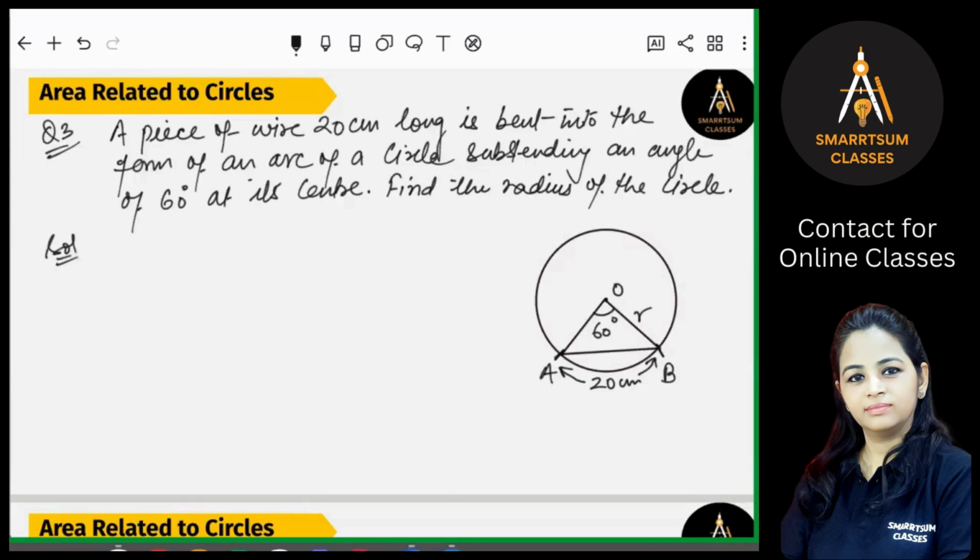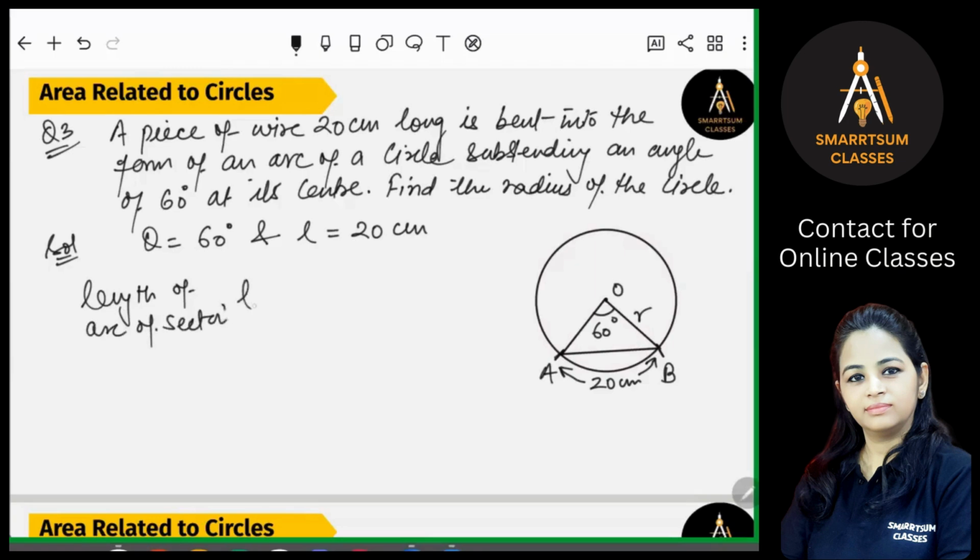Okay. So theta is 60 degrees. This is given, and the length of the arc is 20 centimeters, right? So as we know, the length of the arc of a sector, L, is given by theta upon 360 into 2 pi r by the formula, right? Okay. So now here L is given, theta is given, and you have to find the value of r.